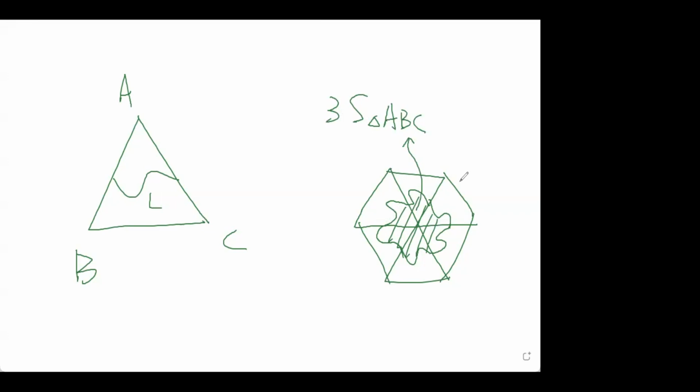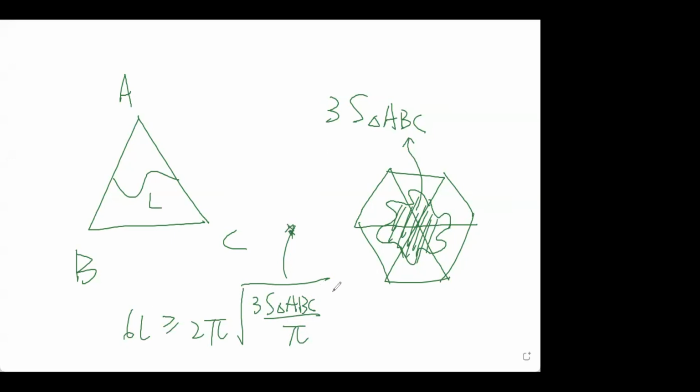And from theorem 3.1, we know that when the curve forms a circle, the circumference is the smallest. So we want this shape to be a circle so that the circumference can be smallest, which means 6L is bigger than or equal to 2 pi. And this is just square root 3 times the area of ABC over pi, because this is the radius we could get. We calculate this to get the radius of the circle.